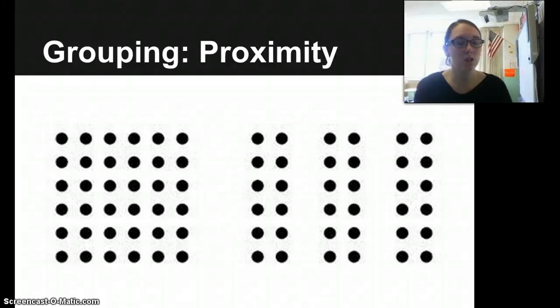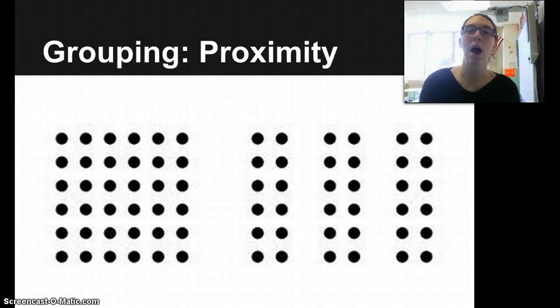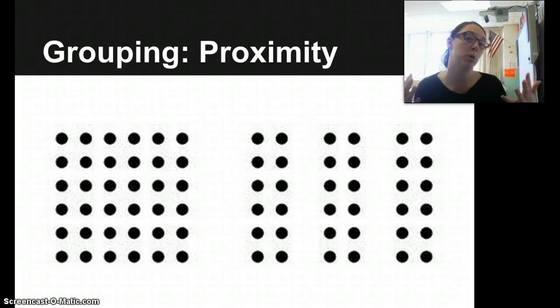Okay, the second Gestalt principle of form perception and the first grouping principle that we're going to talk about is the principle of proximity. The word proximity refers to how close together two things are in space. And so the Gestalt grouping principle of proximity says that when we see things which are close together, we tend to group them as one figure as opposed to multiple.